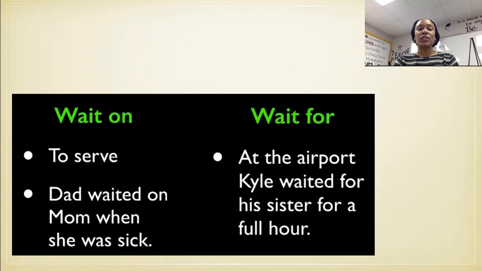Wait on versus wait for. So when you wait on, you are basically serving. So dad waited on mom when she was sick. In other words, he provided water for her when she was thirsty. He provided soup for her when she was hungry, but he tended to her, much like what a waiter or waitress does when you go to a restaurant. We have an example for wait for. It says, at the airport, Kyle waited for his sister for a full hour. Okay.